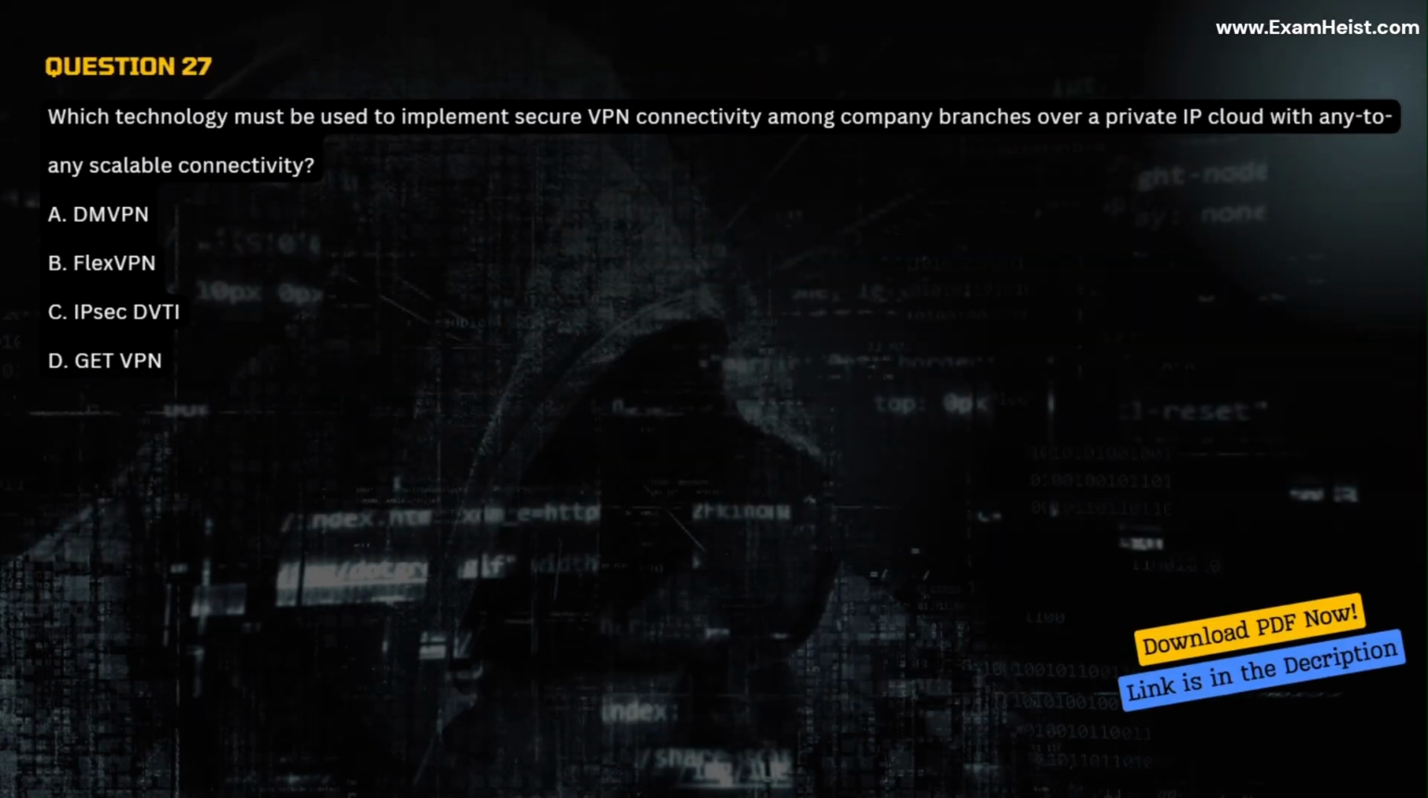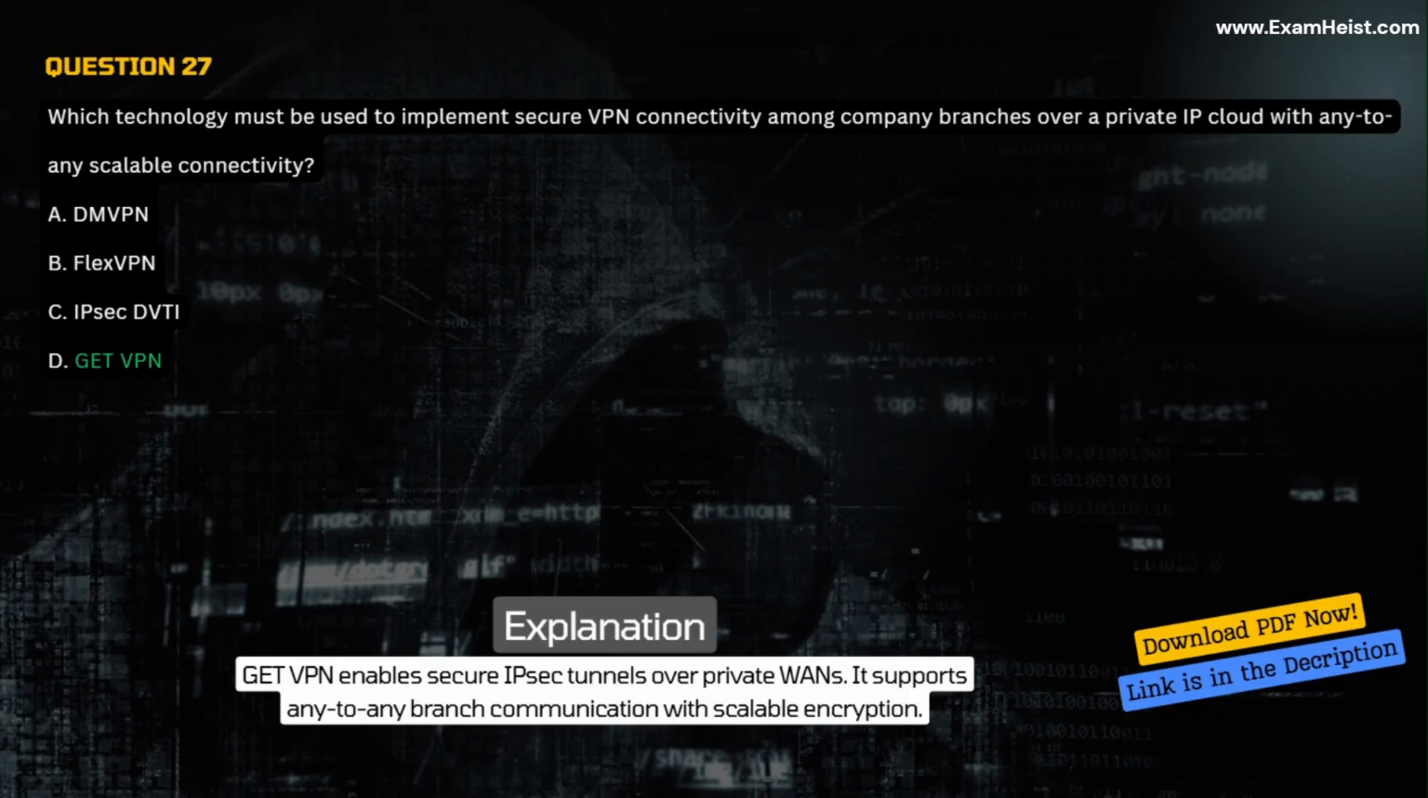Question 27. Which technology must be used to implement secure VPN connectivity among company branches over a private IP cloud with any-to-any scalable connectivity? A. DMVPN. B. FlexVPN. C. IPsec DVTI. D. GetVPN. Correct answer D. GetVPN. Explanation. GetVPN enables secure IPsec tunnels over private WANs. It supports any-to-any branch communication with scalable encryption.